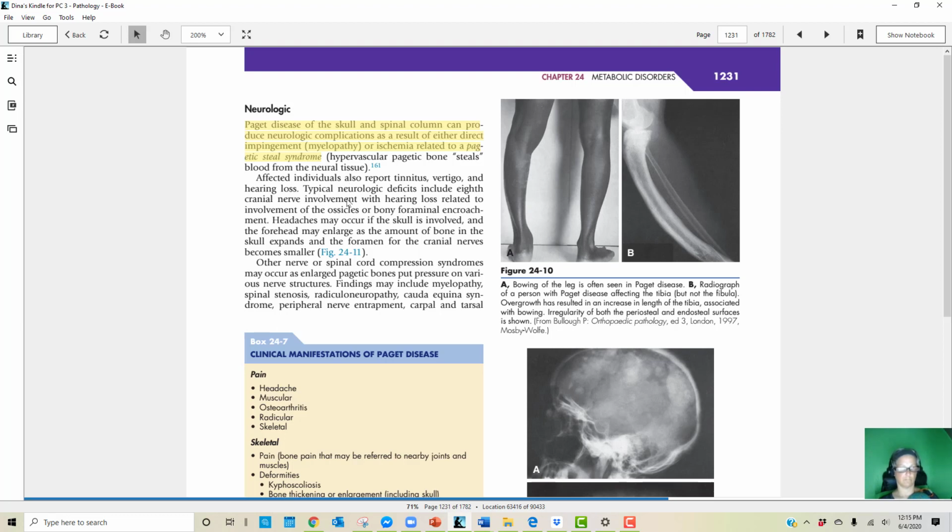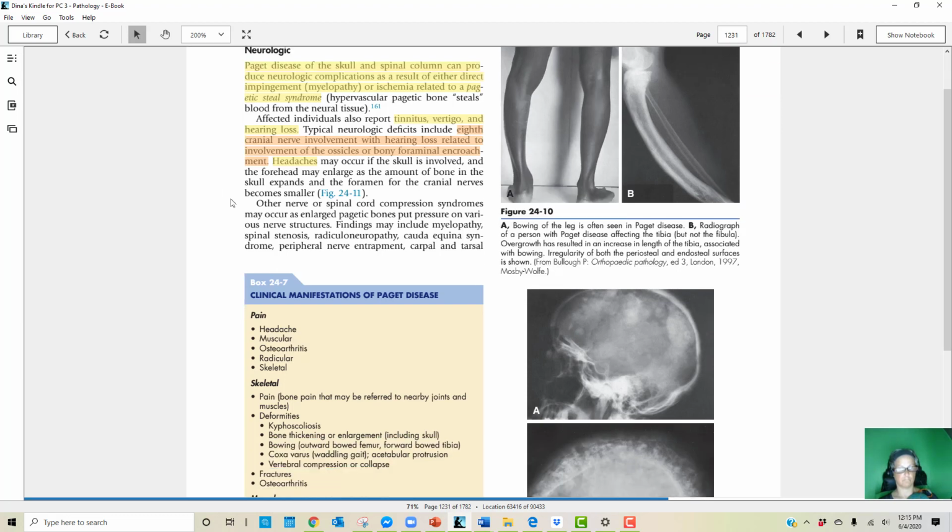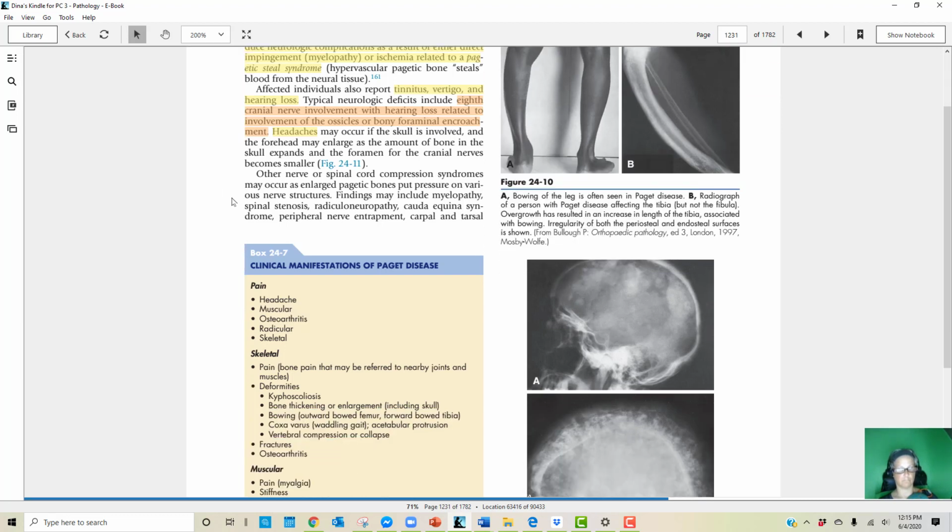Affected individuals also report tinnitus, vertigo, and hearing loss. Typical neurologic deficits include eighth cranial nerve involvement with hearing loss related to involvement of the ossicles or bony foraminal encroachment. Headaches may occur if the skull is involved, and the forehead may enlarge as the amount of bone in the skull expands and the foramen for the cranial nerves becomes smaller. Figure 24.11. Other nerve or spinal cord compression syndromes may occur as enlarged pagetic bones put pressure on various nerve structures.